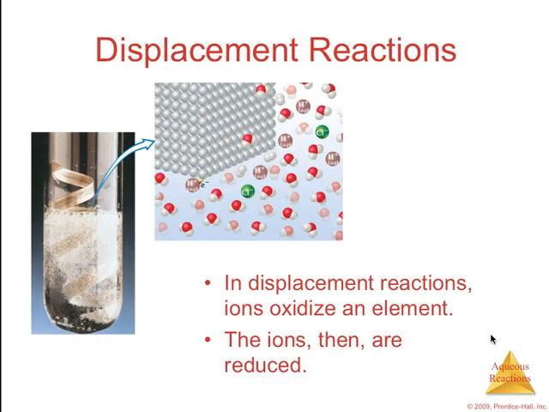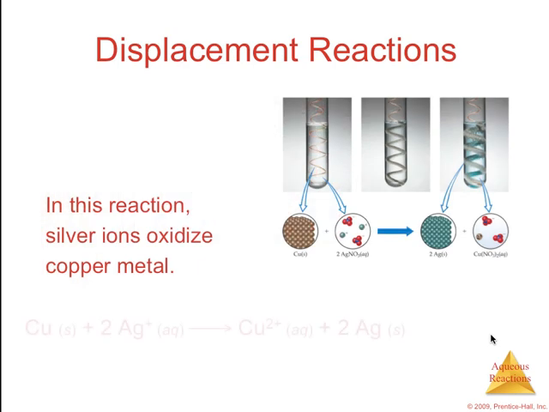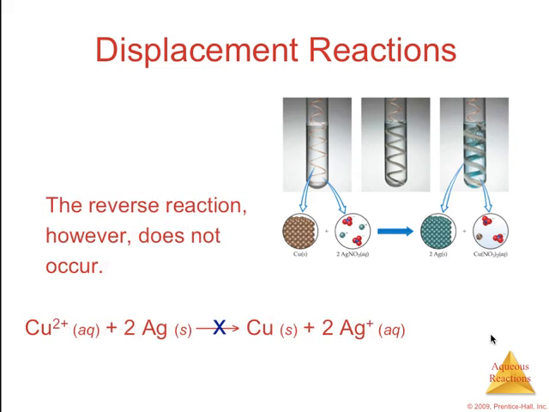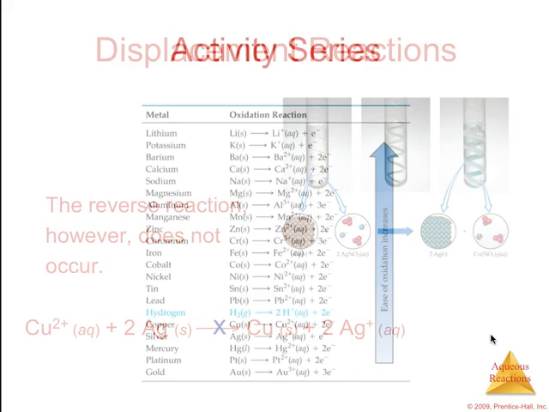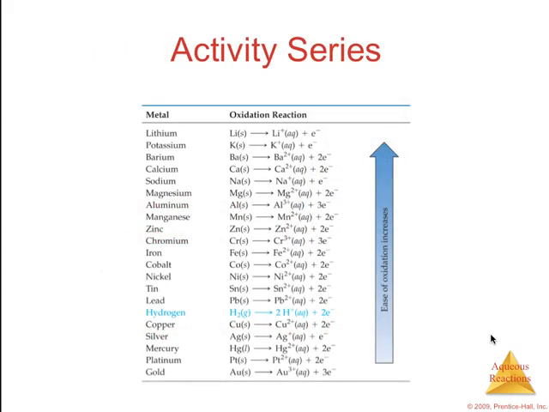Okay, we have looked at these. In displacement reactions, ions oxidize an element. The ions are then reduced. In this reaction, silver ions oxidize the copper metal. The reverse reaction does not occur. Well, why doesn't it occur? Well, it has to do with the activity of the metal and the ease with which oxidation occurs. This is known as the activity series, and it basically lists the metal elements in order of reactivity.